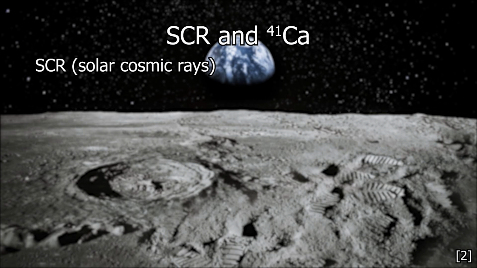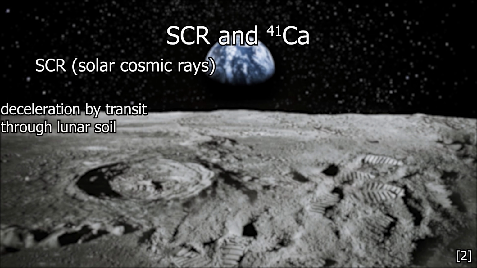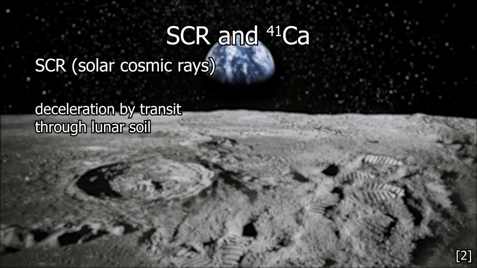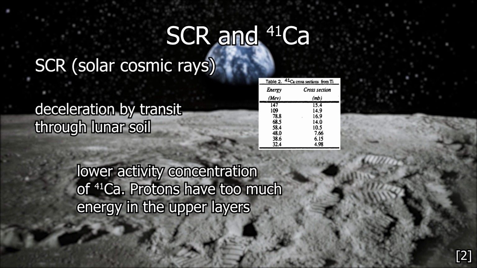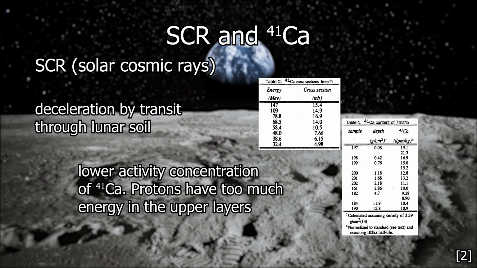Solar cosmic rays with high energy bombard the Moon's surface. These protons decelerate and reach an energy optimum of 78.8 megaelectron volts at a depth of 0.08 grams per cubic centimeter, where calcium-41 can be produced. Below this depth, the proton energy decreases and so does the production of calcium-41. So right at the top, the protons have too much energy for said nuclear reaction, and then they are slowed down enough for this reaction, and after some more distance they are too low in energy. Every nuclear reaction has this kind of energy optimum.